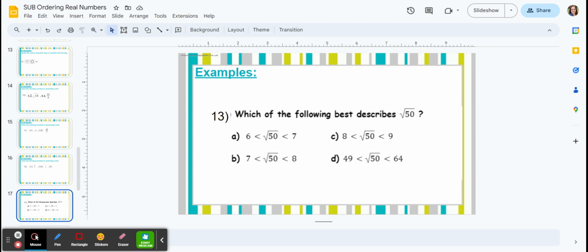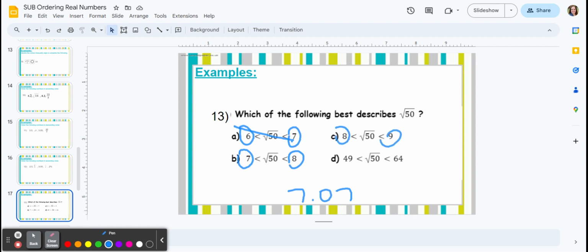Which of the following best describes the square root of 50? So let's first find out what the square root of 50 is. 7.07. So let's write that down. 7.07. So, well, is 7.07 between 6 and 7? Well, it's bigger than 7, so it's not between 6 and 7. Is it between 7 and 8? Well, that looks right. Let's make sure. Is it between 8 and 9? Well, no, it's not bigger than 8, so no, we're not there. Certainly not these numbers because we're taking the square root. That's if we didn't take the square root, right? So B would be the correct answer.